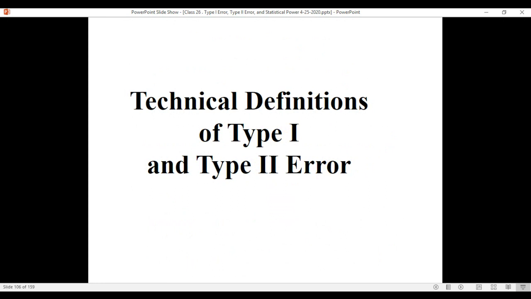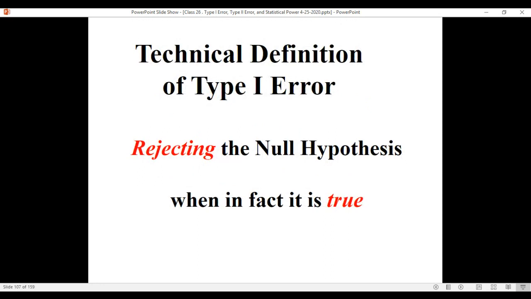Now, so far in this lecture, I've used definitions of type 1 and type 2 error that are accurate, but they're not the technical definitions. The technical definitions are the ones you'll find in rigorous statistics books. You'll need to know these definitions so that you can recognize them when you take advanced statistics courses. So here's the technical definition of type 1 error. Type 1 error is rejecting the null hypothesis when in fact it is true.